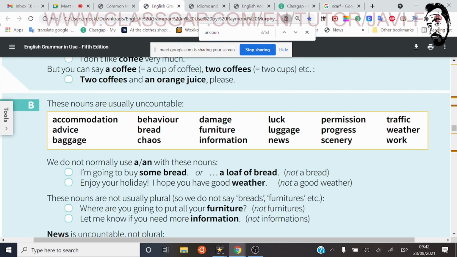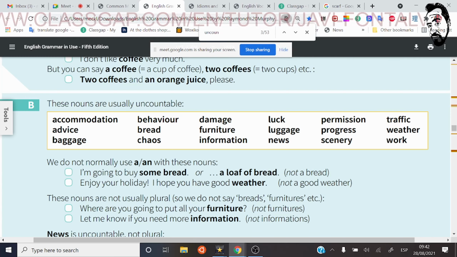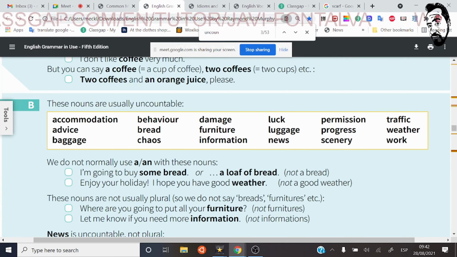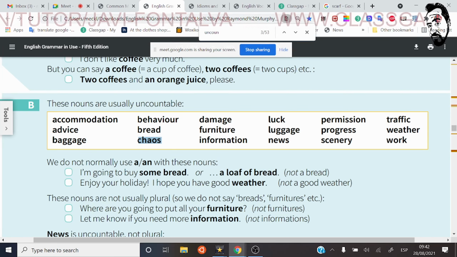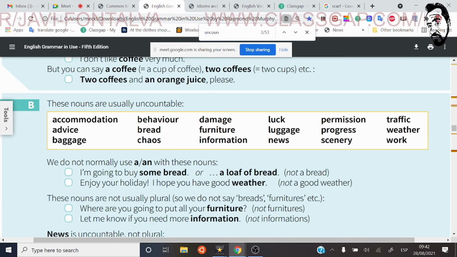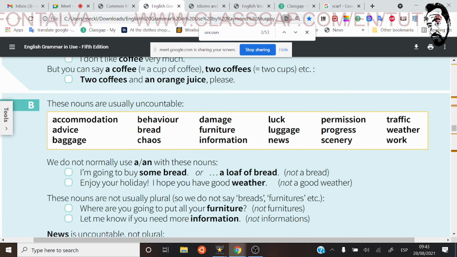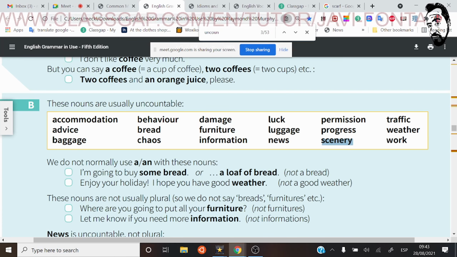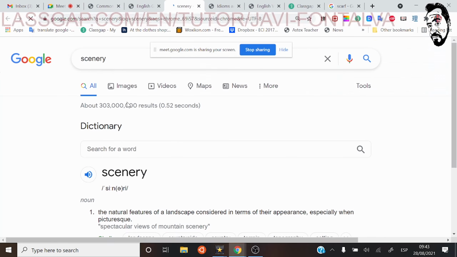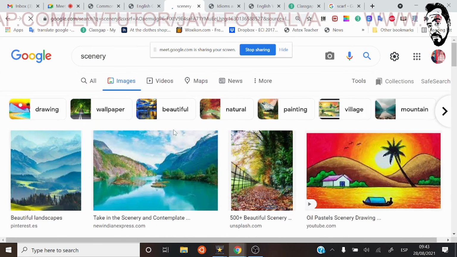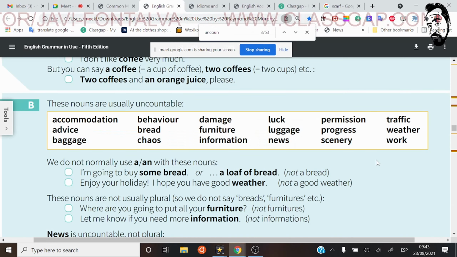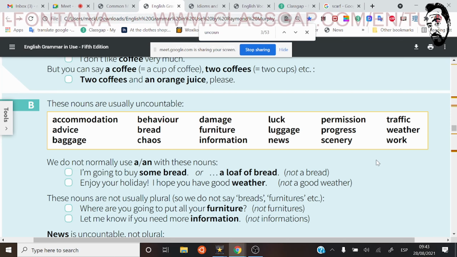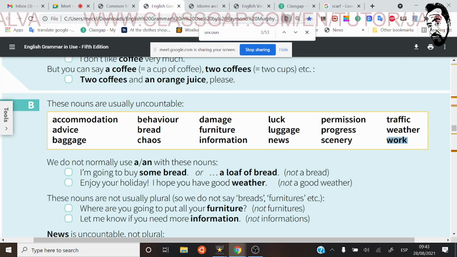Luggage, progress, weather, furniture, bread, advice, baggage, chaos, vision, news. Scenery is like view, yeah? So the scenery, the view. Scenery sería, pero entonces como... The view. La vista. Yeah. And work. Okay.